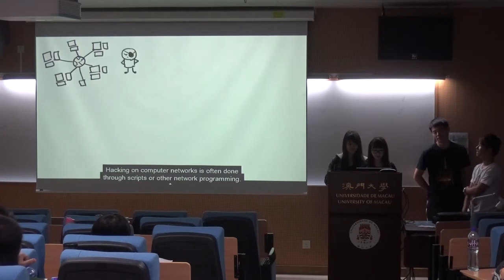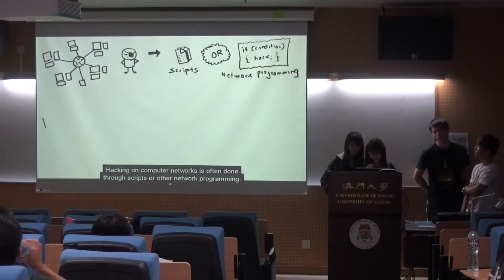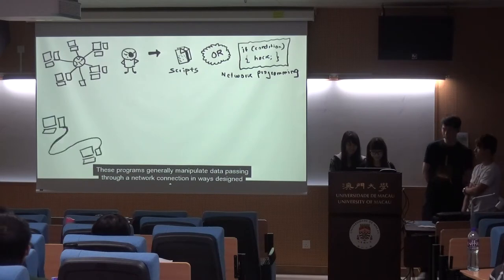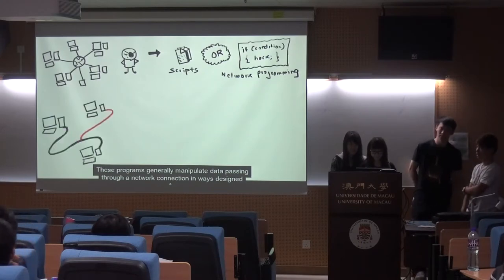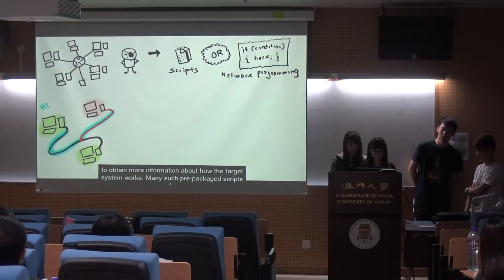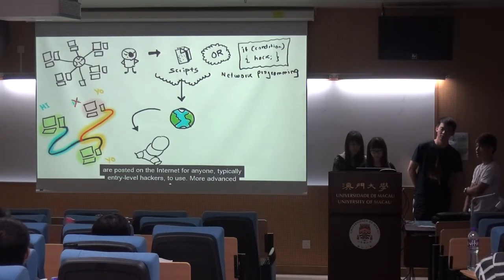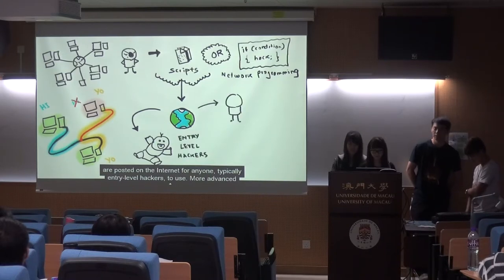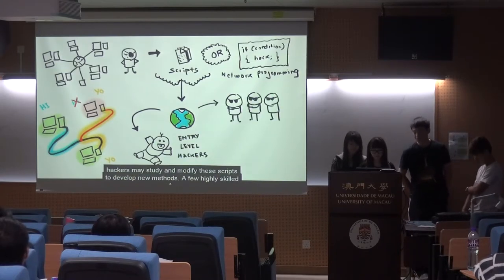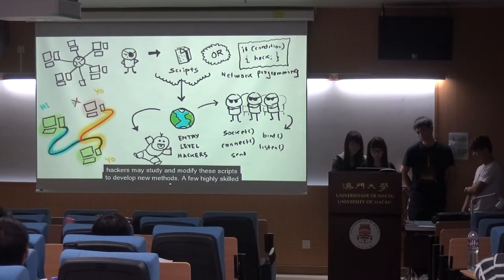Hacking on computer networks is often done through scripts or other network programming. These programs generally manipulate data passing through a network connection in ways designed to obtain more information about how the target system works. Many such pre-packaged scripts are posted on the internet for anyone, typically entry-level hackers, to use. More advanced hackers may study and modify these scripts to develop new methods.